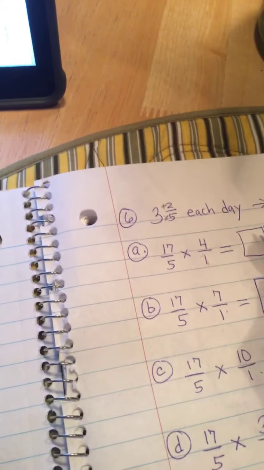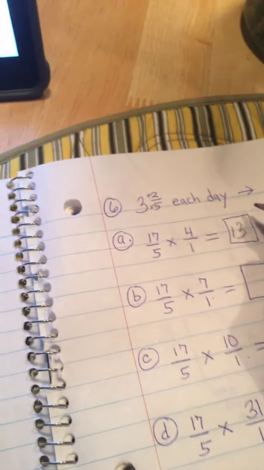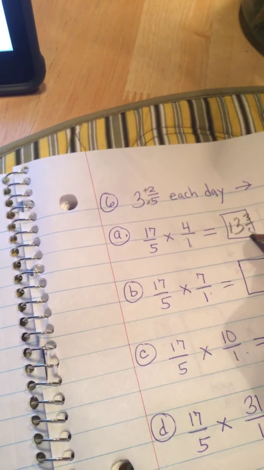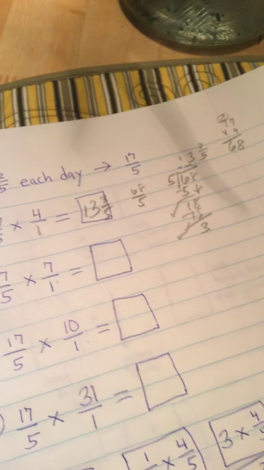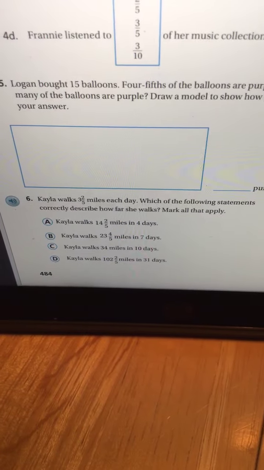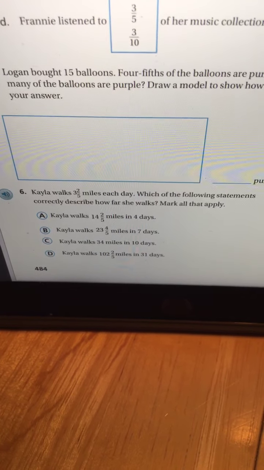So I'm going to say my answer is 13 3/5. Right? Looks good, right? So then I check and see if that answer is here. Is that answer here? No, it says 14 2/5. So for A, I am not going to pick A as my answer.